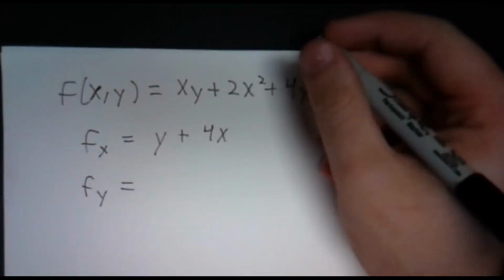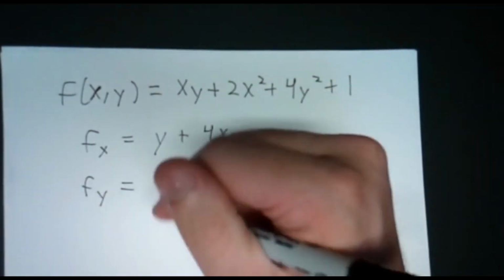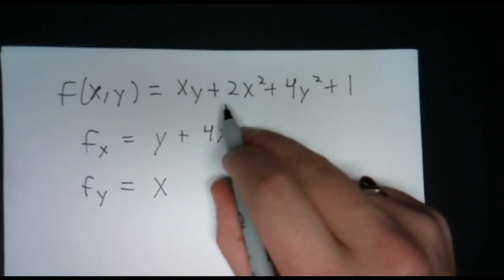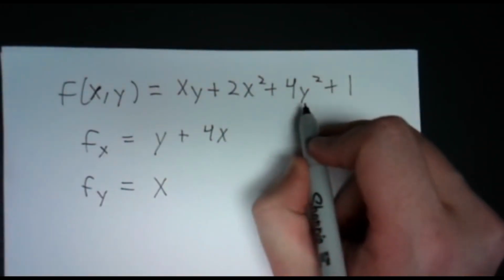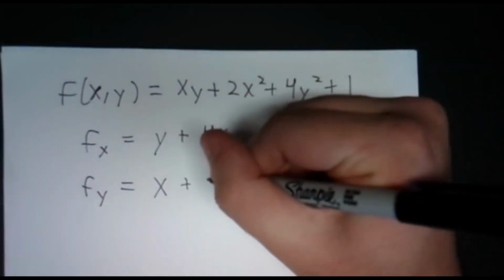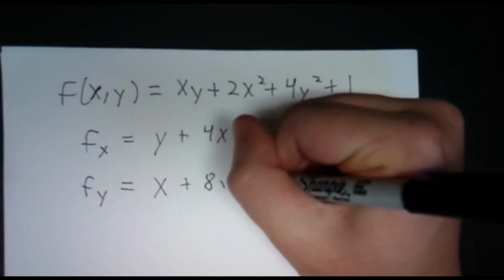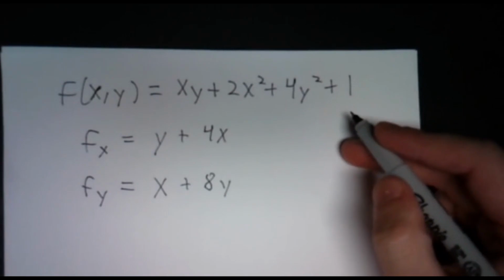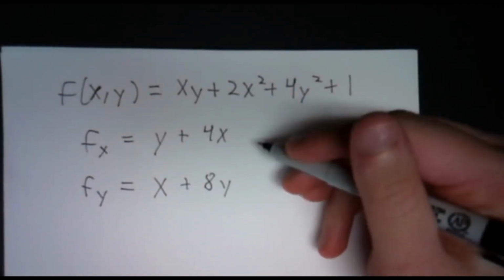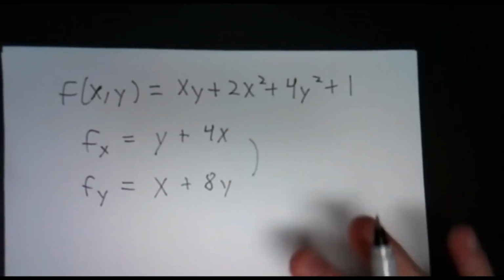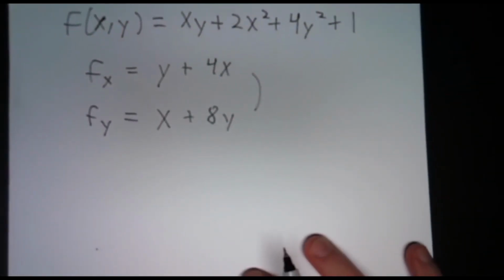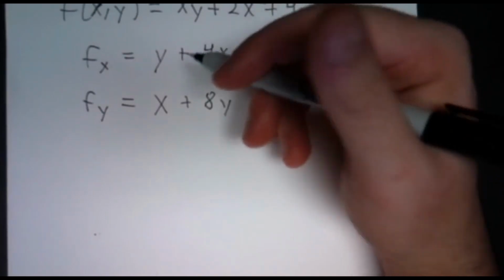Now let's do y. xy, you're going to end up with just an x. Plus 2x squared, that completely goes away. Plus 4y squared, you get 8y. Plus 1 goes away. And these are our first initial partial derivatives. Not too bad, right?